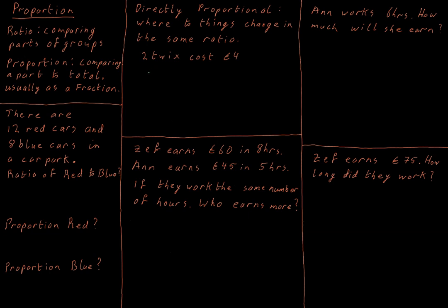Hello. Now we're going to look at proportion in more detail. So a reminder on our language, ratio is where we are comparing parts of groups together, and proportion is where we're comparing part of a group to the whole or to the total. And usually we will write proportion as a fraction, but we could also write it as a decimal or a percentage. It depends on how we're asked to give our information.